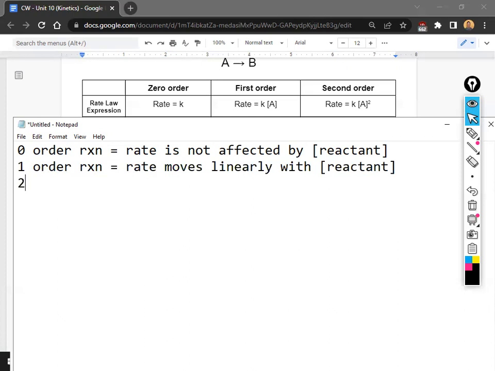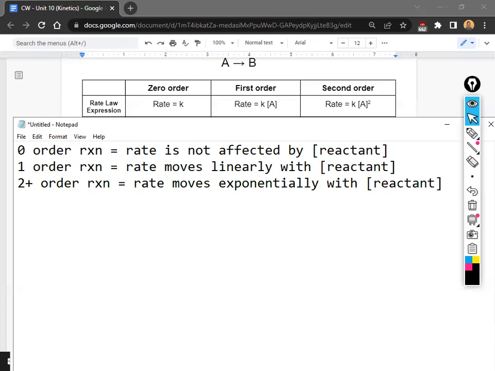Okay, and then anything beyond that, so I'm going to say 2+ order reaction because it could apply to third order as well, the rate moves exponentially with the reactant concentration.